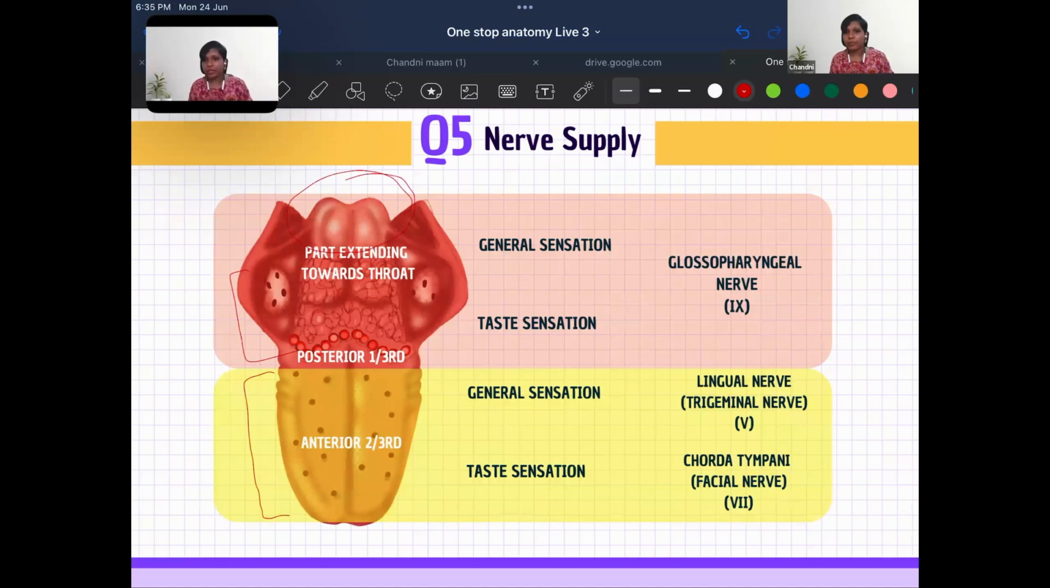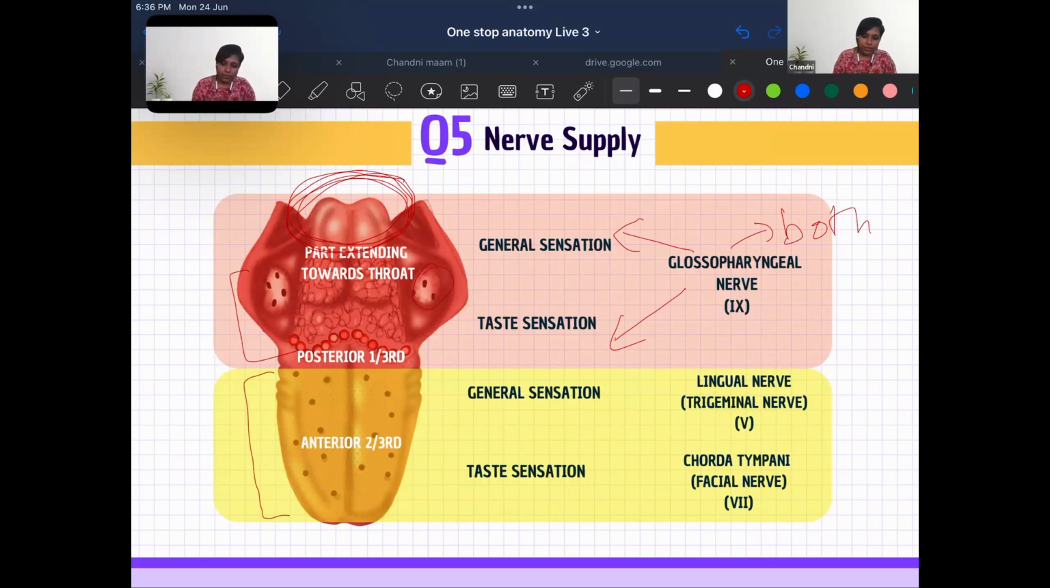Now somebody mentioned number 10. Yes, the vagus does have a role to play in this area. But for the posterior 1/3 of the tongue, we say the general sensation is number 9. It does not share its function at the back. It says, I will take care of sensation and I will take care of the taste. So the glossopharyngeal nerve does both the general sensation and taste sensation.